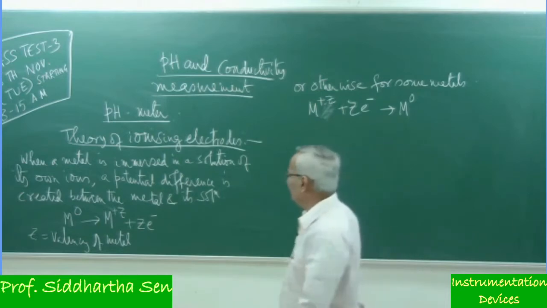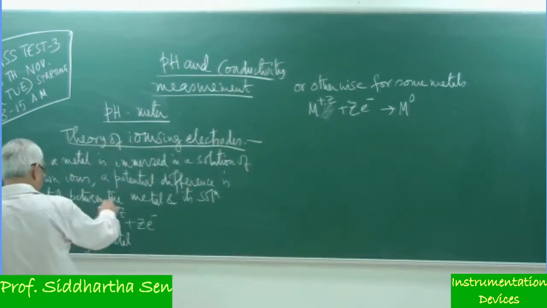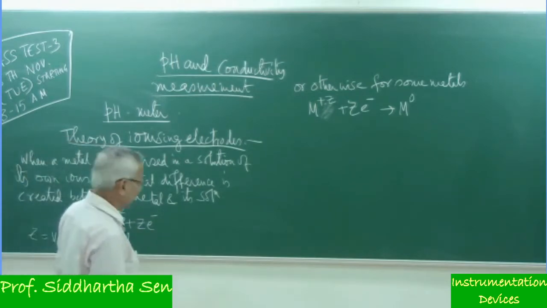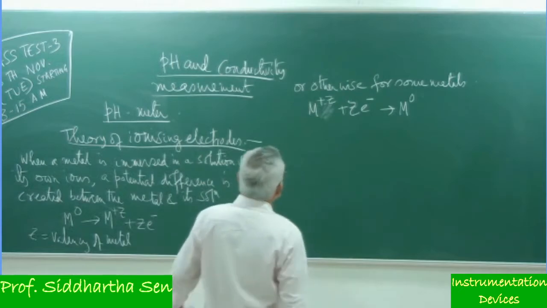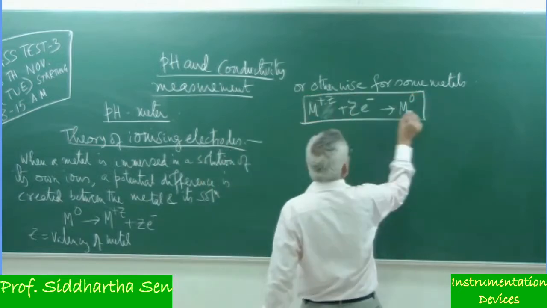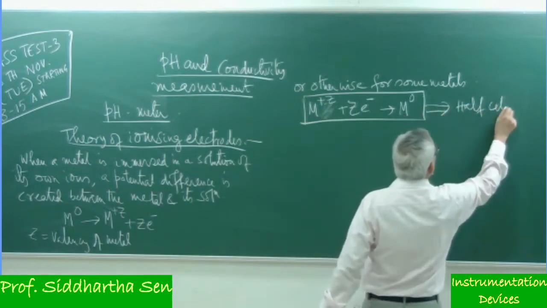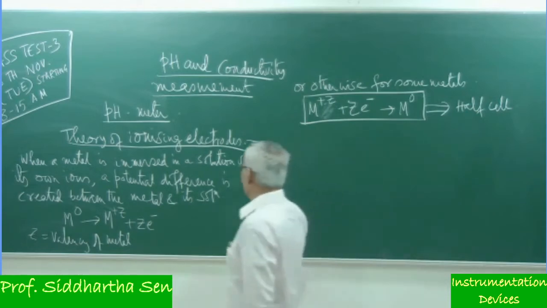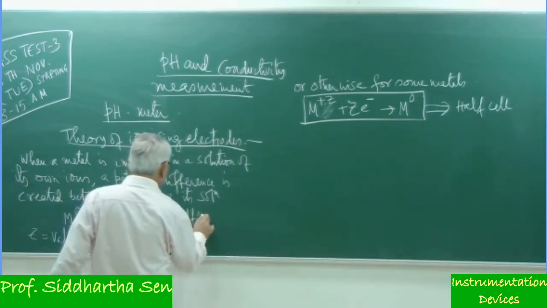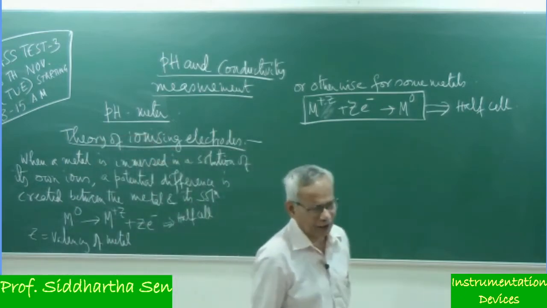And when a metal is in a solution, we call this reaction a half cell. We'll see that afterwards. So basically, we call this a half cell, and this is also another half cell. That is the potential difference between the metal and its ion.